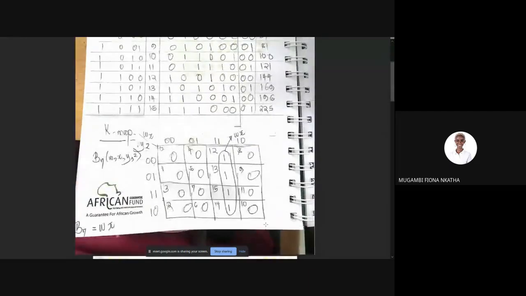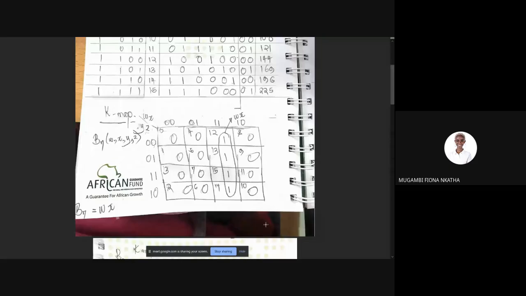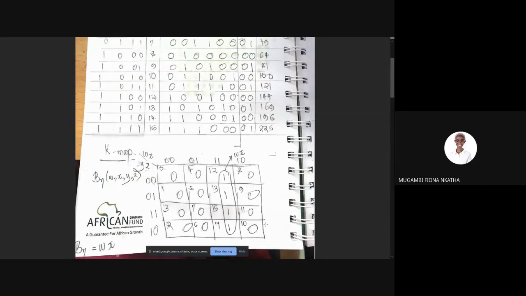Yes, and then now you go to the K-map. So why are we going to the K-map? Because we need the minimized number of product terms. You know how a Boolean function has so many terms, and we need to reduce it.